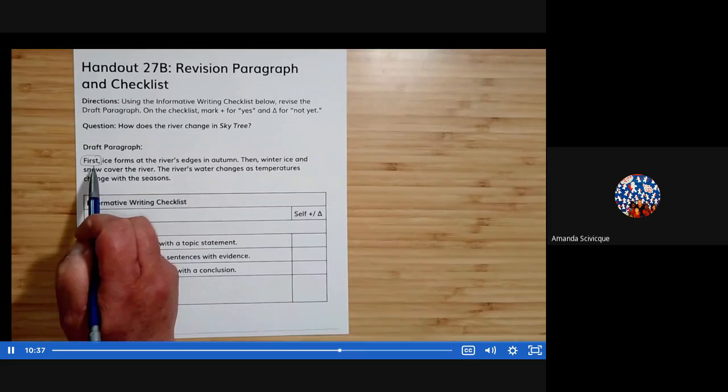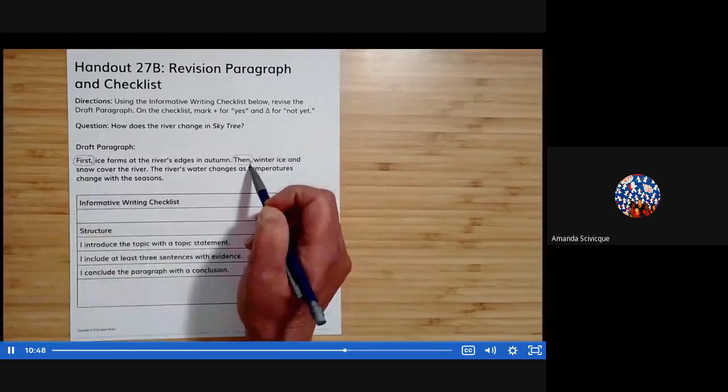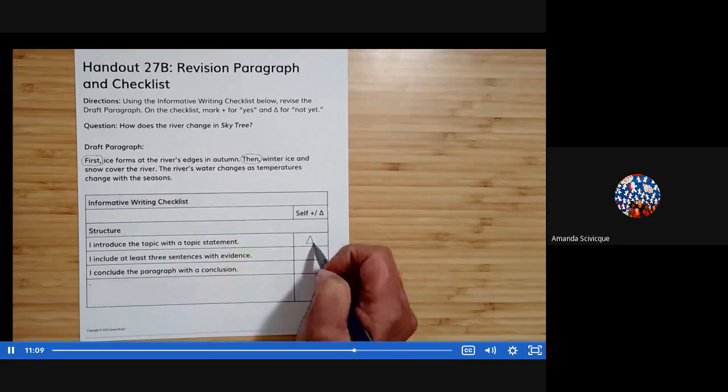I notice in the first sentence of the draft paragraph that there's the word first. And then there's a detail about how the river is changing. I also notice in the second sentence the word then. Then is signaling to me or linking another piece of evidence. So I did not see a topic sentence at the beginning of this paragraph. I'm going to jot a triangle down on the informative writing checklist to show that the topic statement is not there yet.